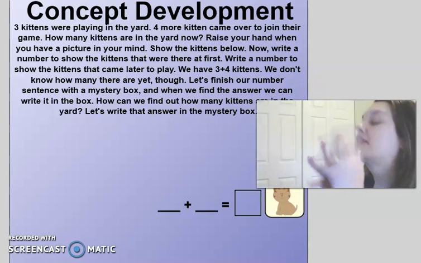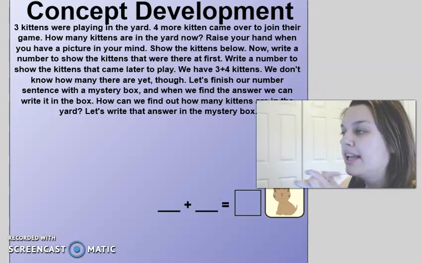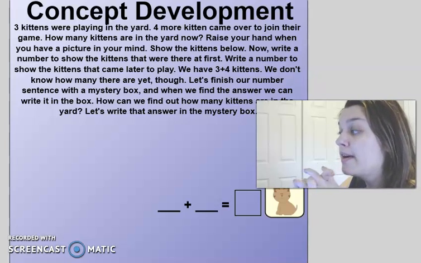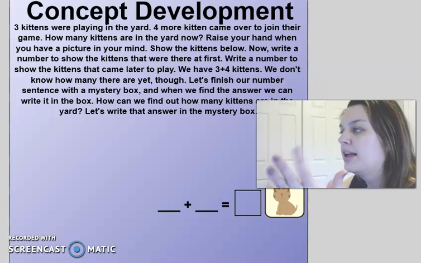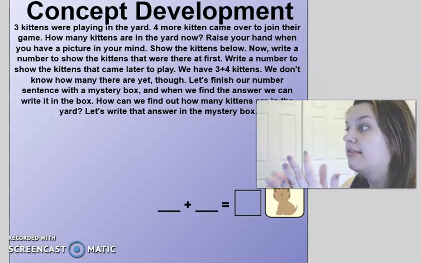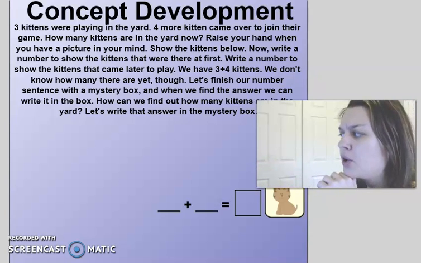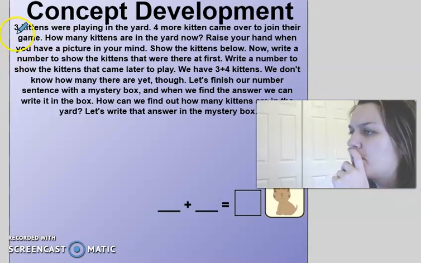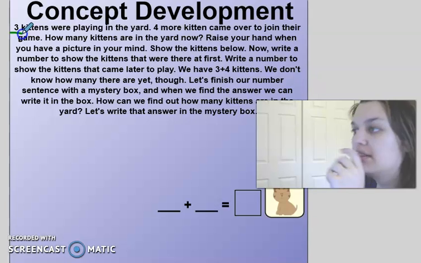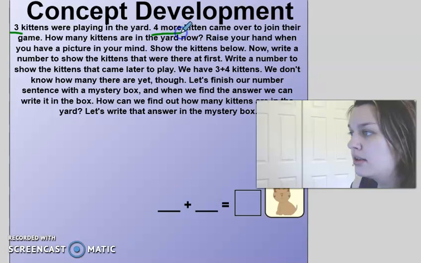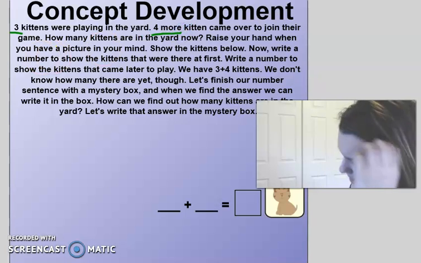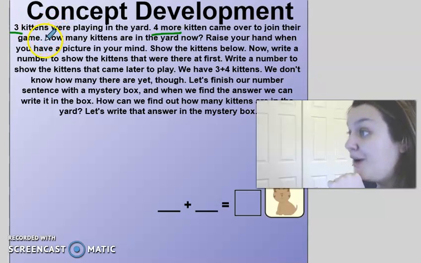Let's close our eyes and let's listen. 3 kittens were playing in the yard. 4 more kittens came over to join their game. How many kittens are in the yard now? Okay, so we had 3, 4 more came over. We want to know how many are in the yard. So let's underline those important words. 3 kittens, 3 is our important number, and 4 more. And then what's that term we need to underline? How many? That's going to give you your whole.